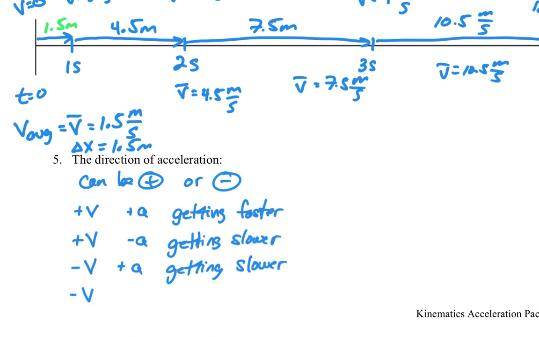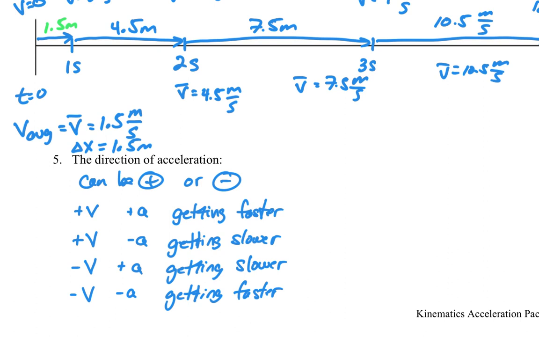In our last situation here, we'd have negative velocity and negative acceleration. So the object is moving in a negative direction. Something is pulling it in a negative direction, so it has a negative acceleration. Well, I think you would see in that case, again, it's getting faster.